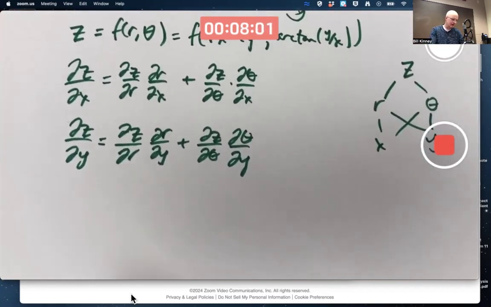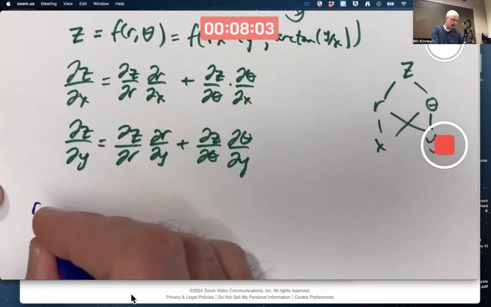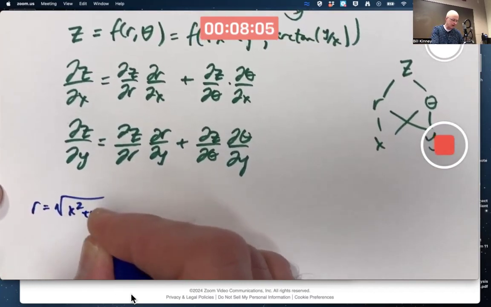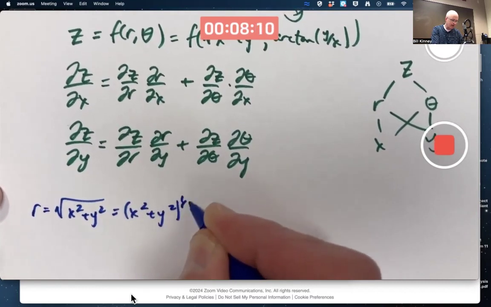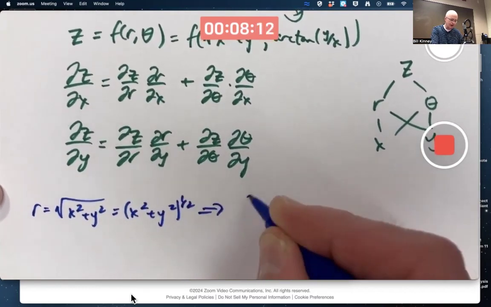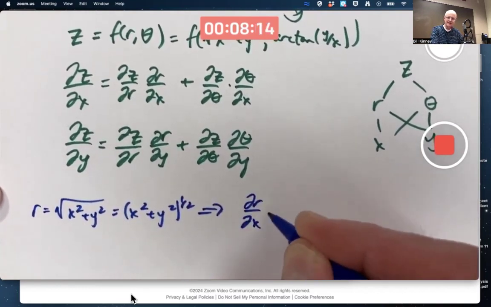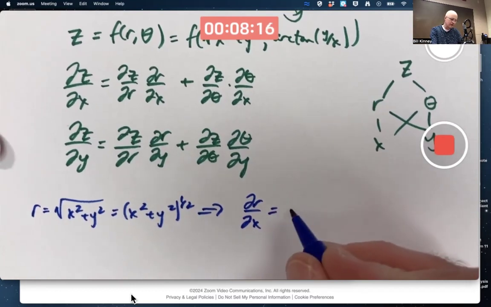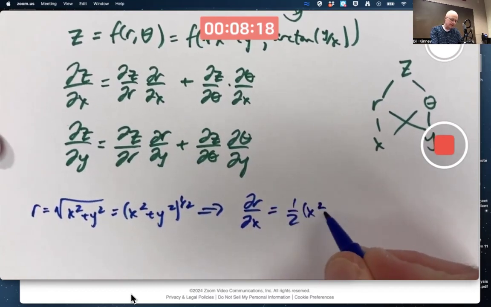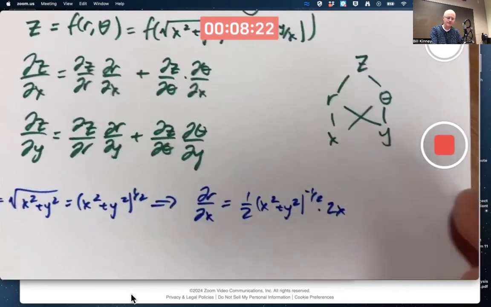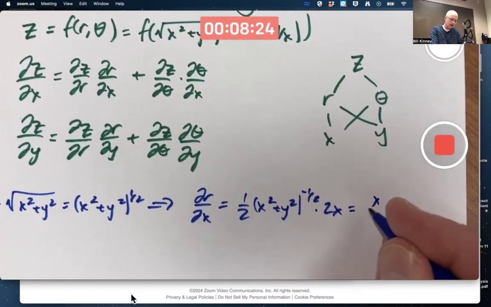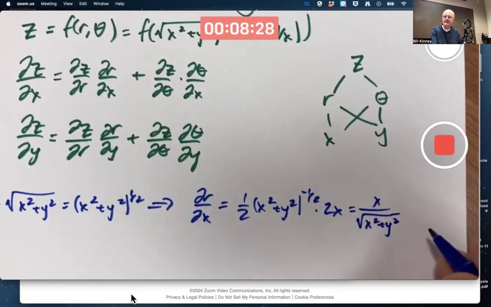So for example, r being the square root of x squared plus y squared, which is x squared plus y squared to the 1/2, means the partial of r with respect to x from the chain rule is 1/2 x squared plus y squared to the negative 1/2 times 2x, which is x over the square root of x squared plus y squared, which should look familiar from the exam.